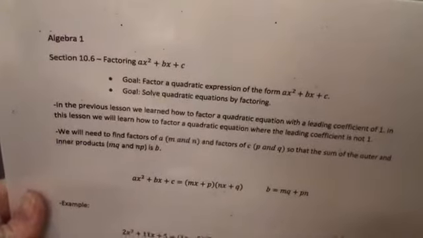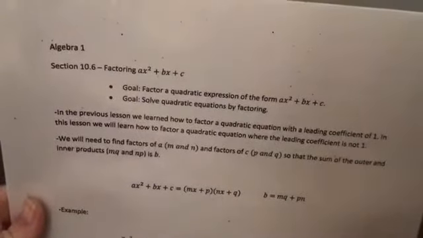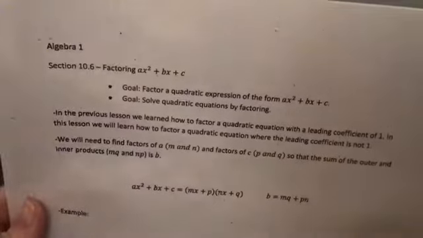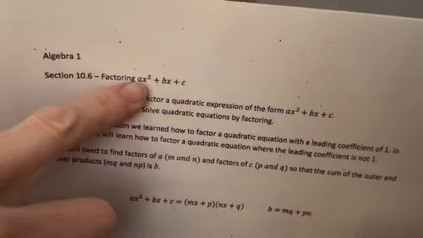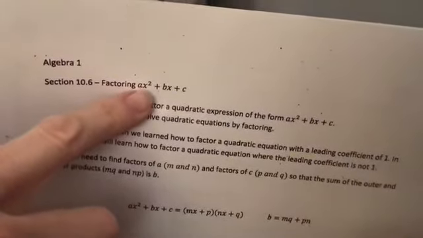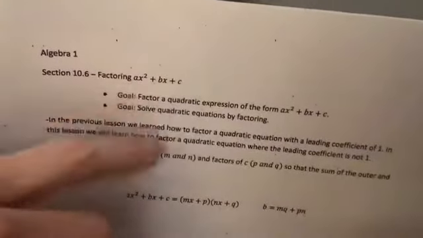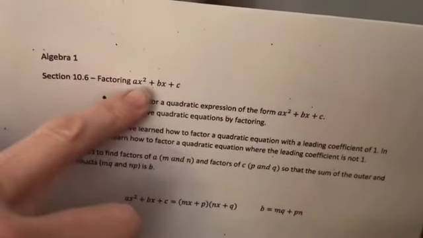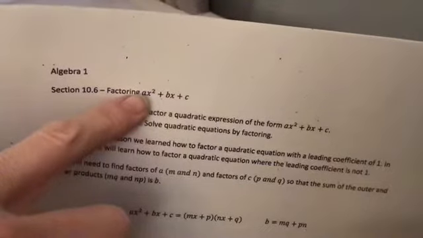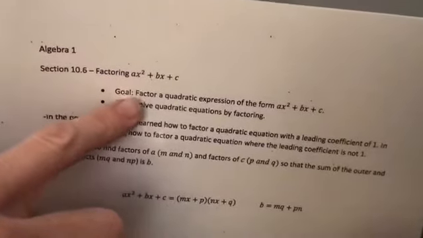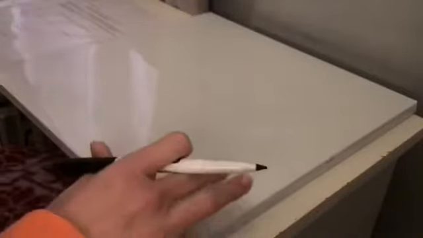Lesson 10.6. So we are finishing factoring. In 10.5, we did it when a was just 1, so we didn't have to worry about that number at all. Now in 10.6, we're looking at factoring when you have a number other than 1 for a, like 2 or 3 or something like that, and a constant, okay? So the whole goal of factoring is to be able to solve quadratic equations, okay?